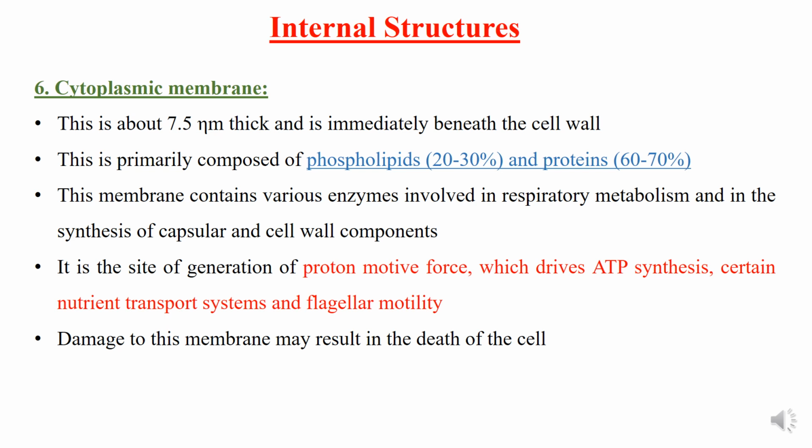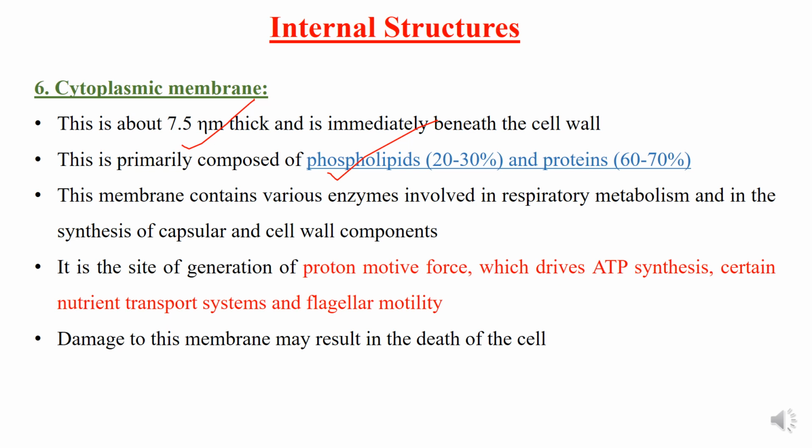And coming to the internal structures: up to now we studied the external structures present on the bacterial cell. Inside the bacterial cell there are some other structures, so let us discuss them one by one. First one is the cytoplasmic membrane. The cytoplasmic membrane is about 7.5 nanometers in thickness, and it is present immediately beneath the cell wall. It is mainly composed of phospholipids, 20 to 30%, but the major portion is proteins, that is 60 to 70%. The cytoplasmic membrane is a very important membrane because it contains various enzymes.